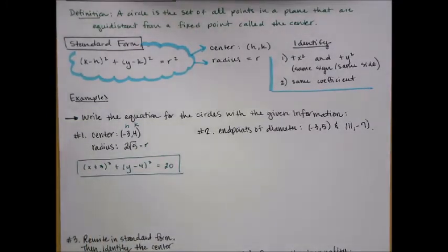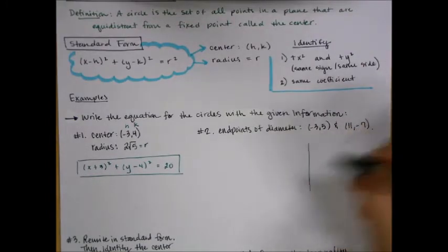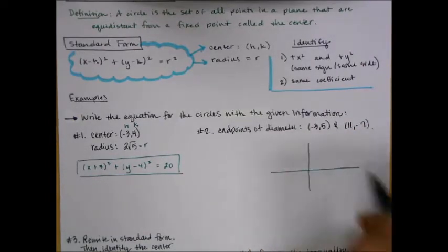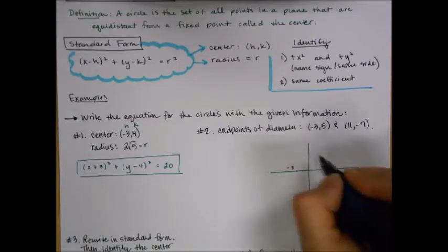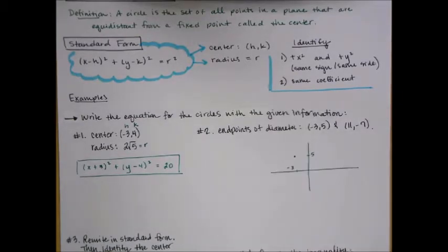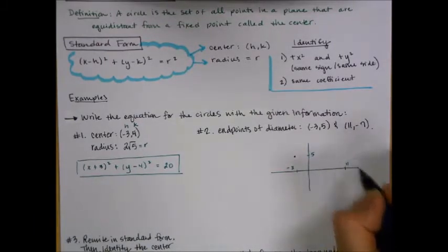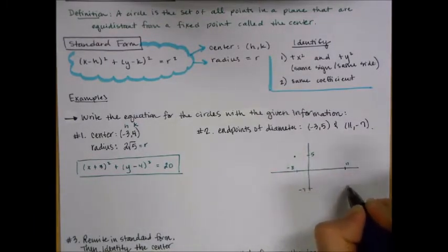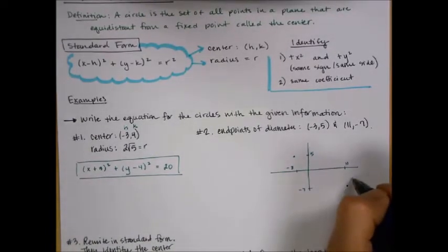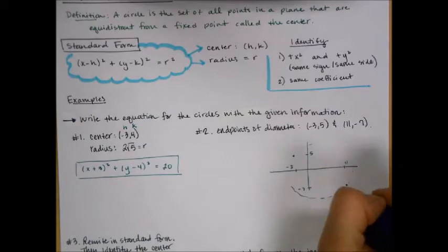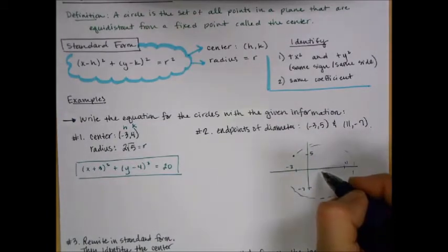So on to problem number 2. This problem gives you instead the endpoints of the diameter of a circle. So a simple sketch might help us here on this problem. So we'll just kind of write down -3, 5. Here's one endpoint. 11, -7. So here's another endpoint. And so I can imagine my circle going around here. And somewhere in the middle is my center. So I need to know what that center is and then what the radius is.